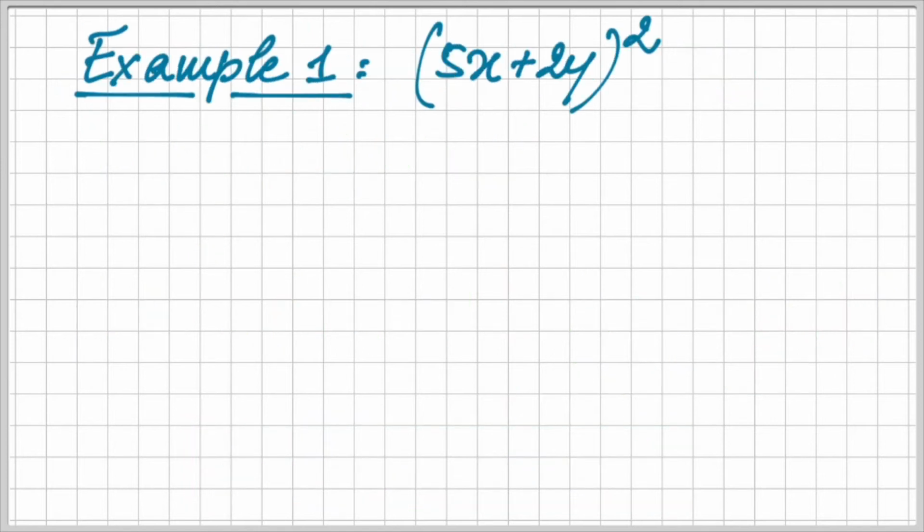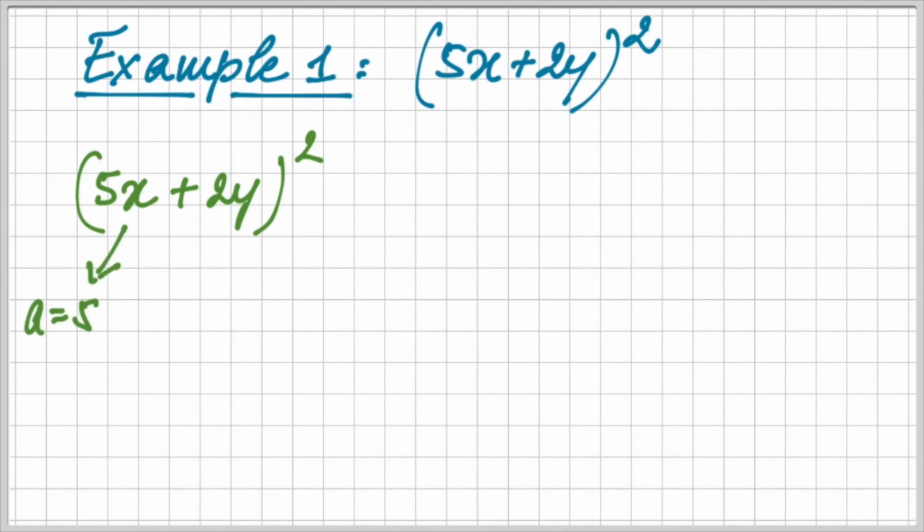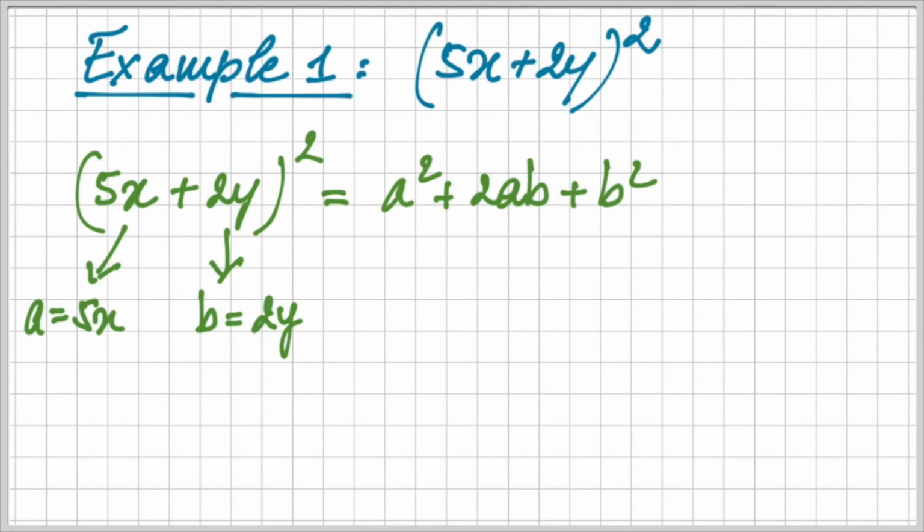In the first example, I'm going to calculate (5x + 2y)². And when we look at this, we can say 5x is basically equal to a, like we had the formula (a + b)², and 2y is equal to b. When we look at the special product formula, a² + 2ab + b², we replace a and b by their values, respectively 5x and 2y.